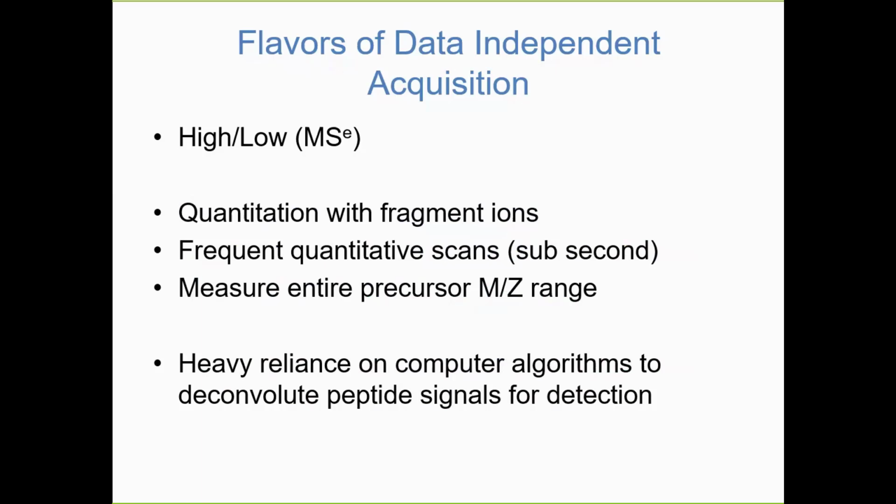One big advantage of this strategy is that because you are acquiring regular enough fragment scans, and we're talking quite frequent, as in sub-second scans, you were able to do quantitation using fragment ions on their own, and it was able to measure across the entire precursor MZ range. However, because of the high multiplexing involved and the fact that you were acquiring data on so many peptides simultaneously, there's a huge reliance on computer programs to effectively deconvolute the peptide signals to make peptide detections.